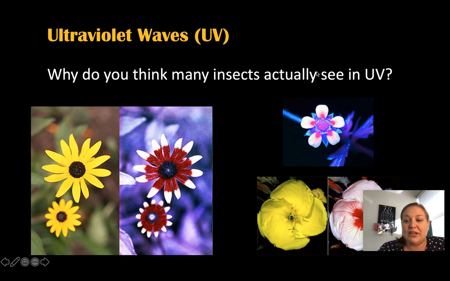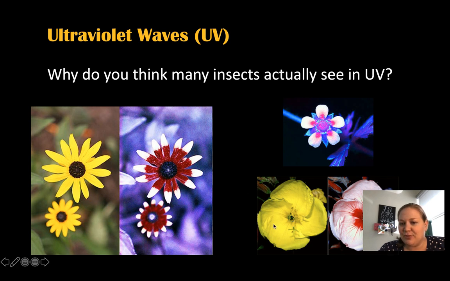So this is always really cool to me. So this image on the left is what we see in visible light. So this is a black-eyed Susan. It is the state flower of Maryland. But this is what an insect actually sees.